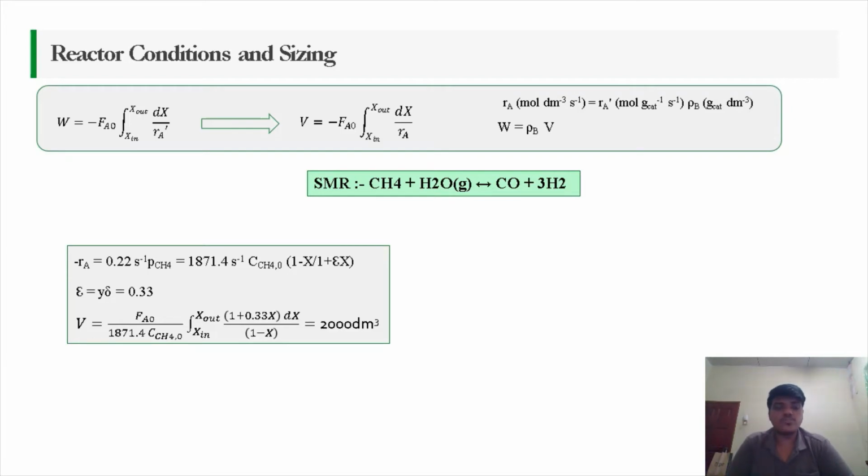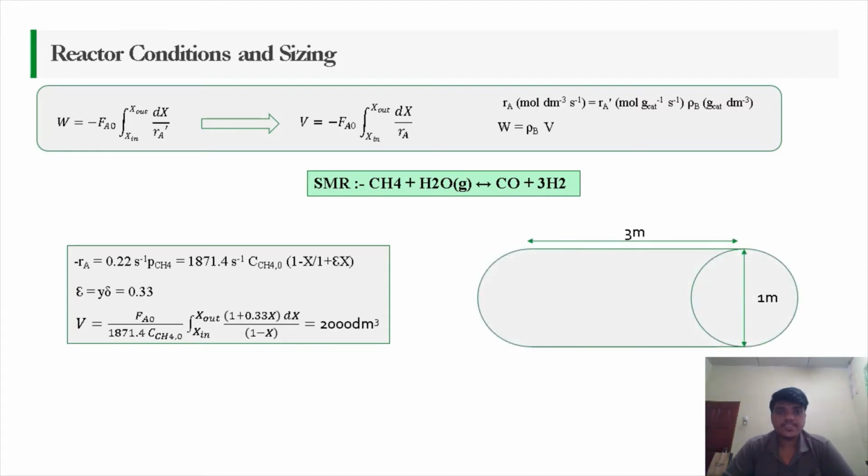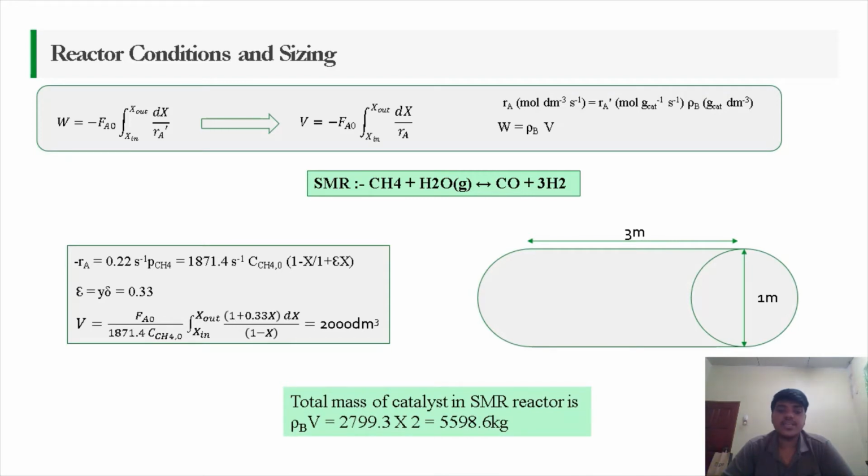Now, substituting both these formulas into the volume of PBR, we can find that the volume required is 2000 dm cube, which is equivalent to 2 meter cube. So this is the best sizing for the PBR, where the PBR will have a 1 meter diameter and 3 meter length. The mass of catalyst in the SMR reactor will be the bulk density times the volume, which is around 5,600 kilograms. And the best temperature to be used is 750 degrees Celsius, and the pressure will be 0.5 bar.